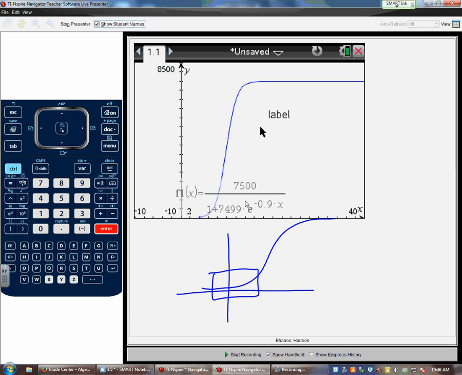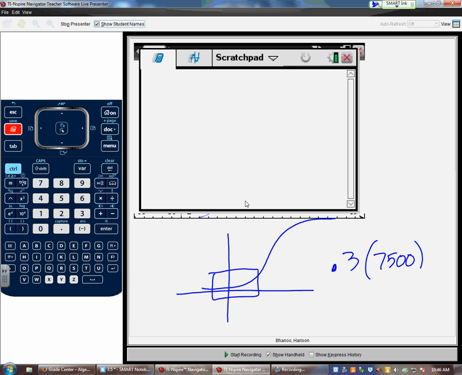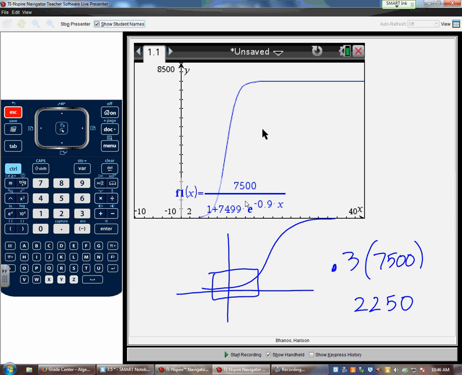Well, we need to know when 30% or more of the students are infected. So how do we know that? So 0.3 times 7,500, that would be 30% of 7,500. How many students is that? 2,250. So we want to know when it is going to be equal to 2,250. So go back to your graph, please. And can you add a new function? Push tab. And let's just type in 2250. Enter.